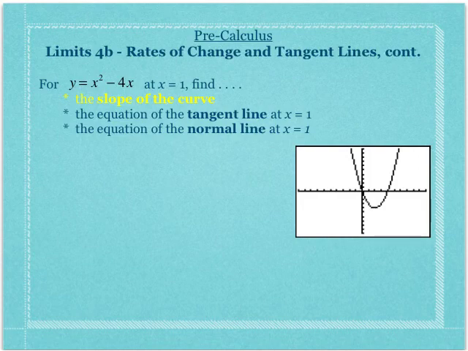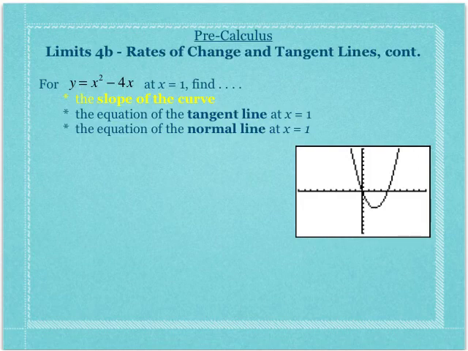This is the second half of the fourth lesson, rates of change in tangent lines. So we're going to pick up where we left off the other day. We have a particular function here, y equals x squared minus 4x at x equals 1. We'd like to try to find the slope of the curve at that position. So again, let's see if we can review how to do that.